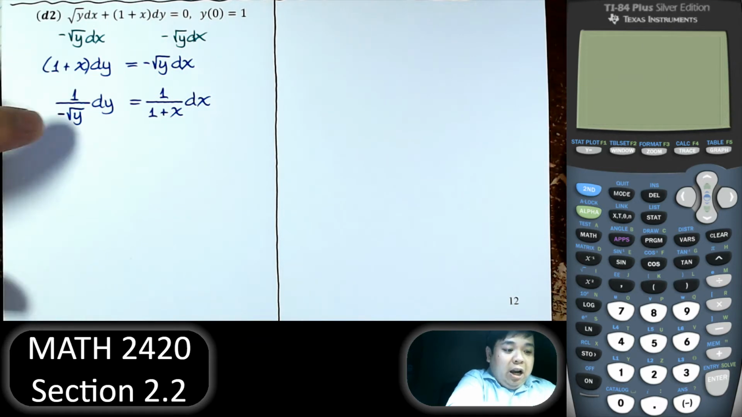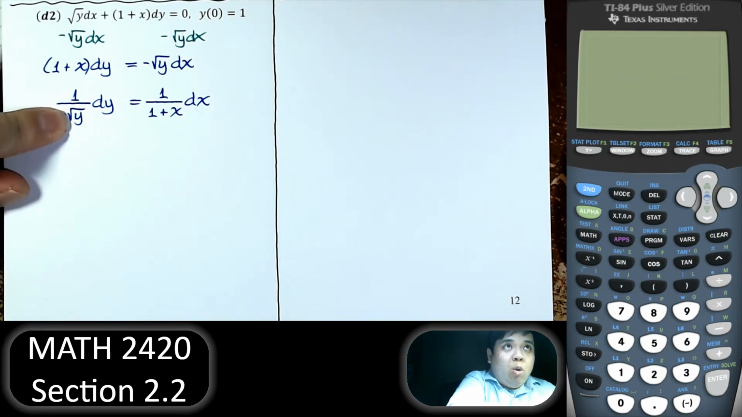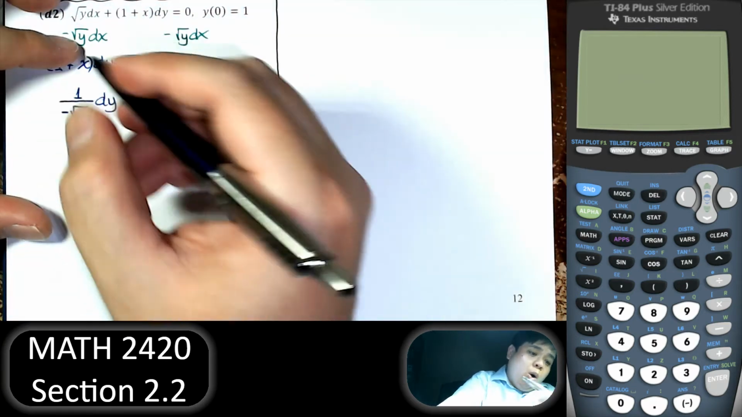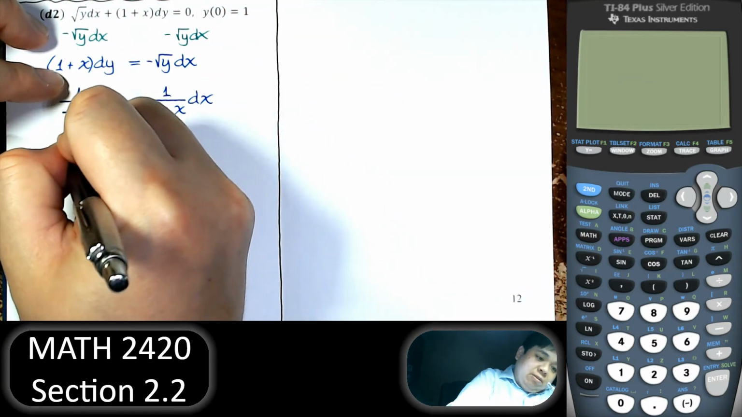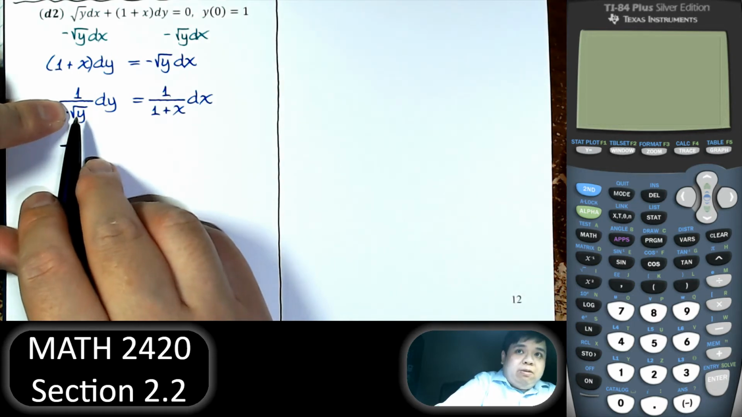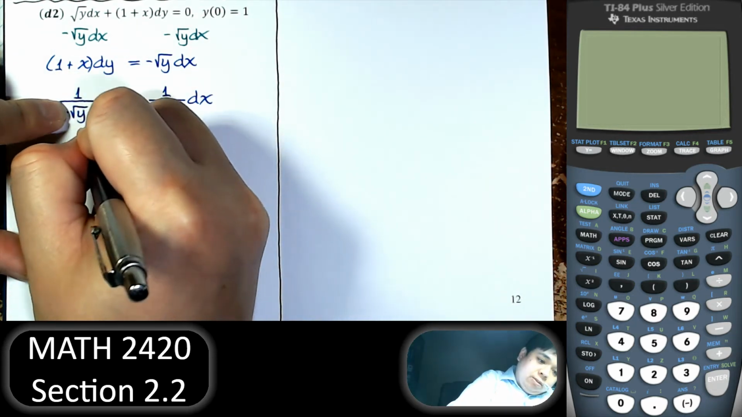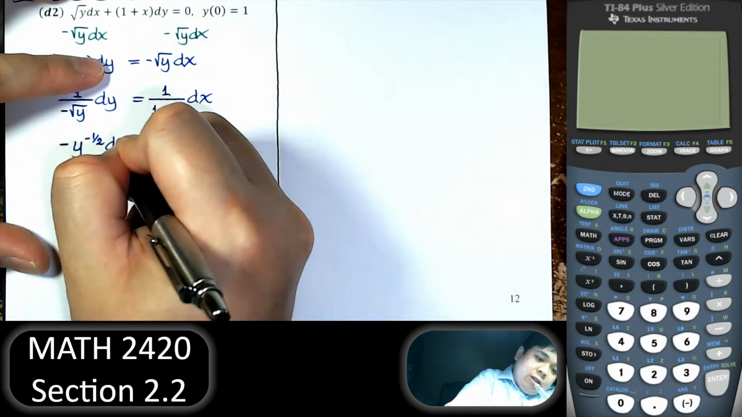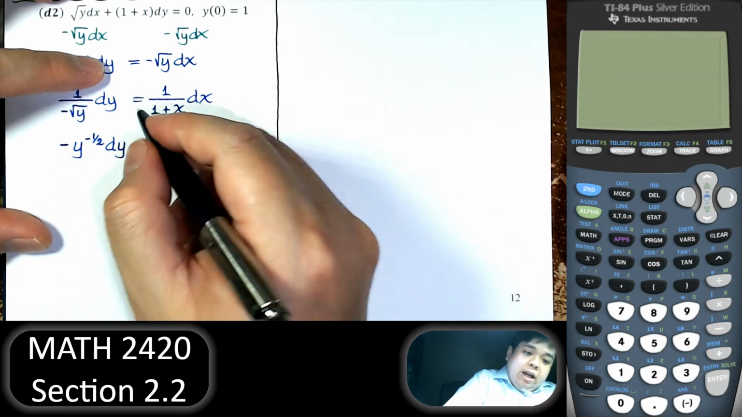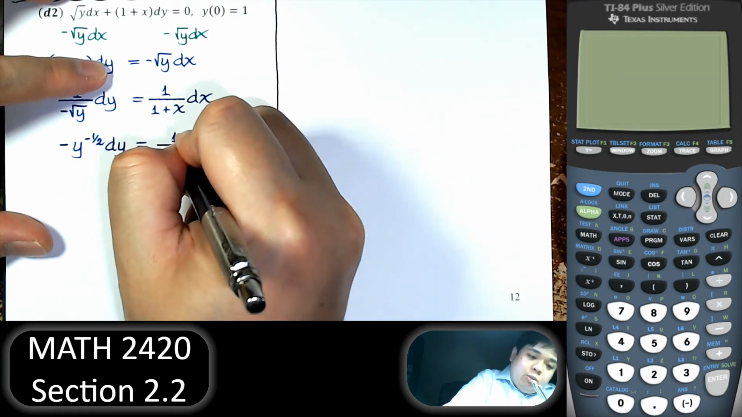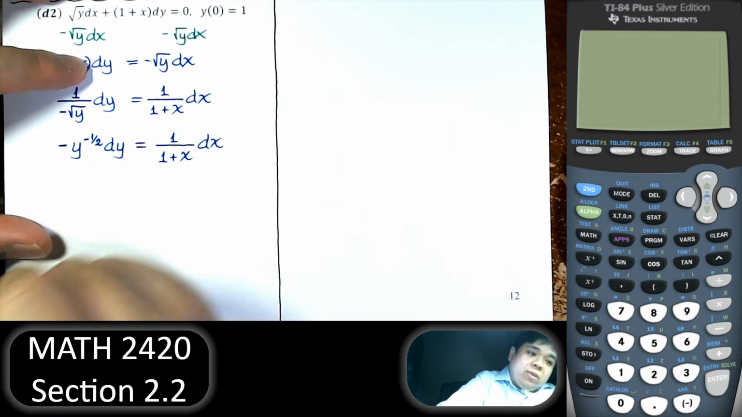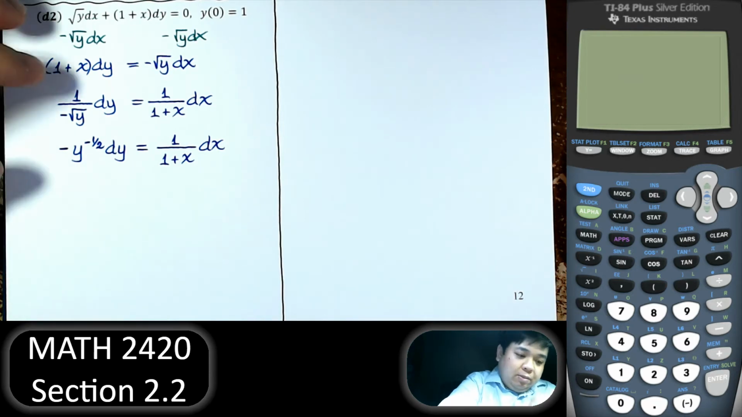Before we integrate, it's easy to rewrite this square root of y as y to the 1/2. Move to the top, it becomes y to the negative 1/2. And then don't forget there's a negative sign. So on the left hand side, it's still negative. y to the 1/2 from the bottom, move to the top, negative 1/2 dy. And then on the right hand side, we do nothing to that. Right, it's good now. We can integrate.